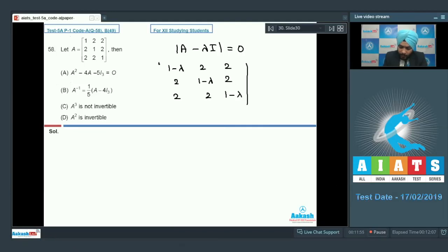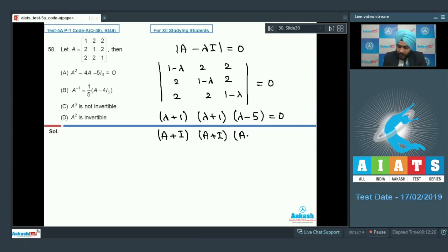The determinant value will be 0. From here you will get lambda plus 1 into lambda plus 1 into lambda minus 5 equals 0. Replacing lambda by A in order to get a matrix polynomial, we have (A plus I)(A plus I)(A minus 5I) equals the null matrix.